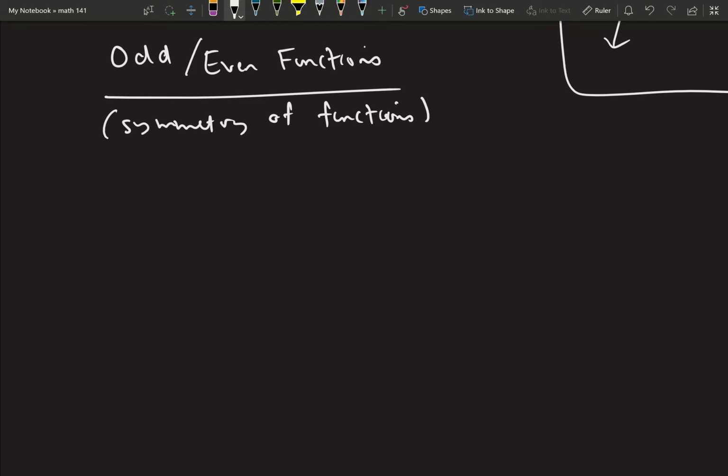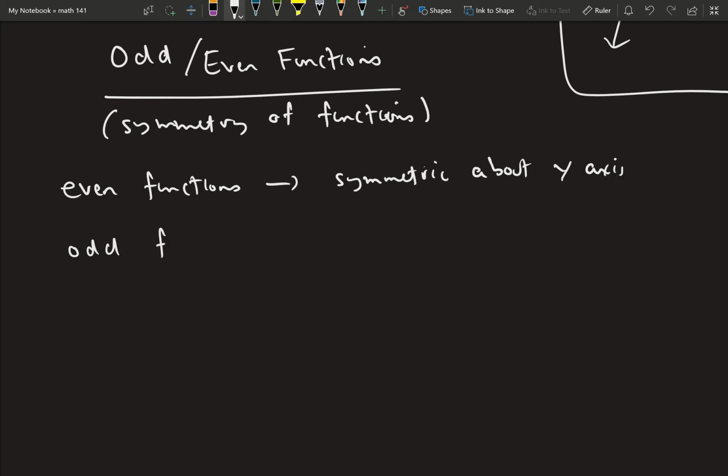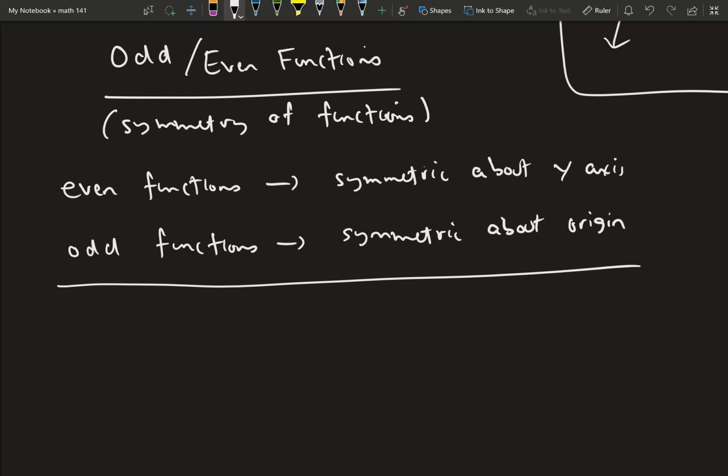And we talked about, so even functions correspond to functions that are symmetric about the y-axis, and odd functions are symmetric about the origin. So in, I think 1.9, we talked about this. Well, let's talk about it in the context of functions.